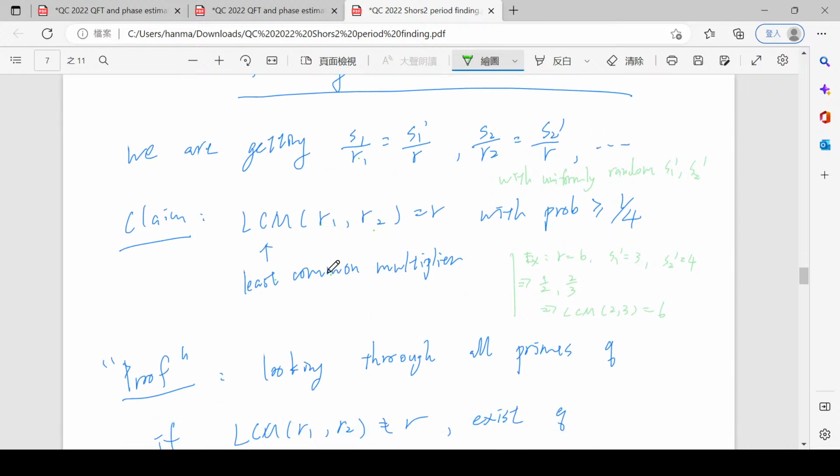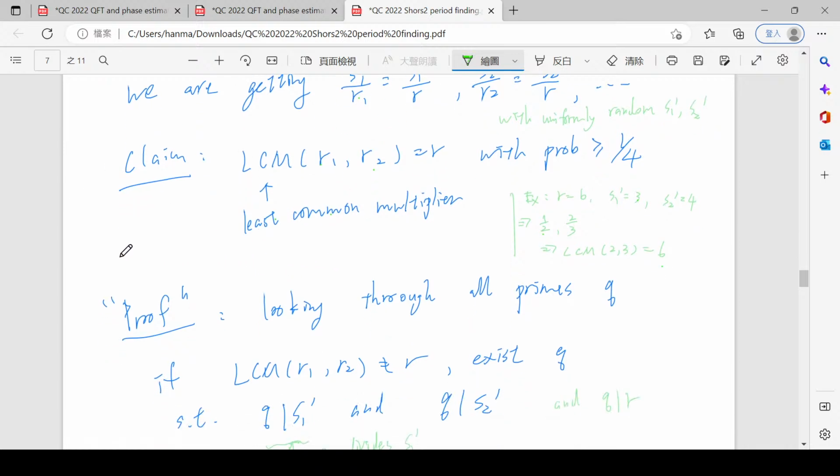But once again, what's the general idea? The general idea is, let's say your R equals 6. Then maybe you draw S1 prime equal to 3, S2 prime equal to 4. Then your S1 over R will be 3 over 6, but you are actually only going to see 1 over 2. And for S2 prime over R, what you are going to see is 2 over 3. And you see the 2 and 3 here, then take the least common multiple, and you get a 6. Okay? So that's the idea. And so what's the probability that this kind of good thing actually happens?